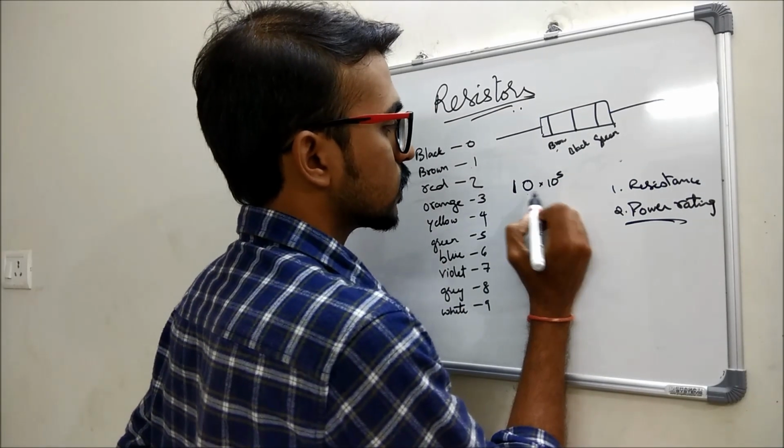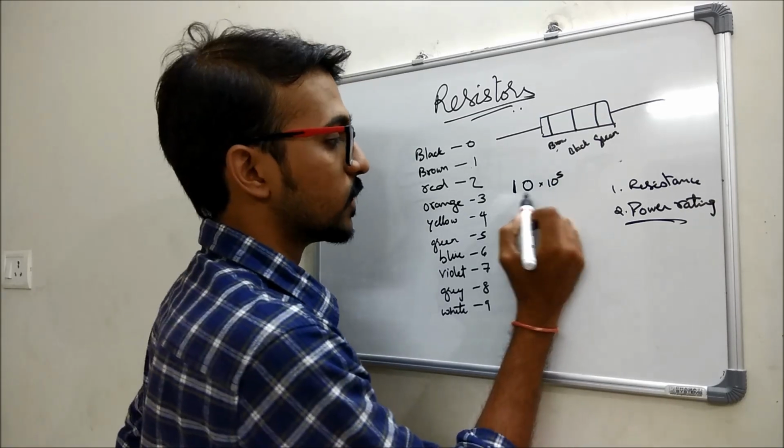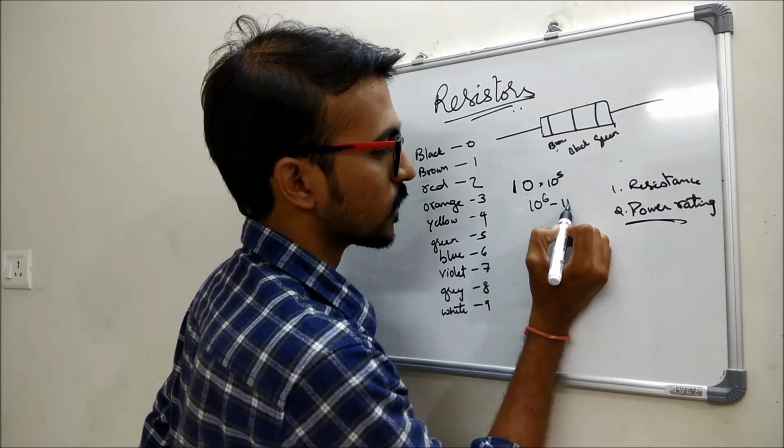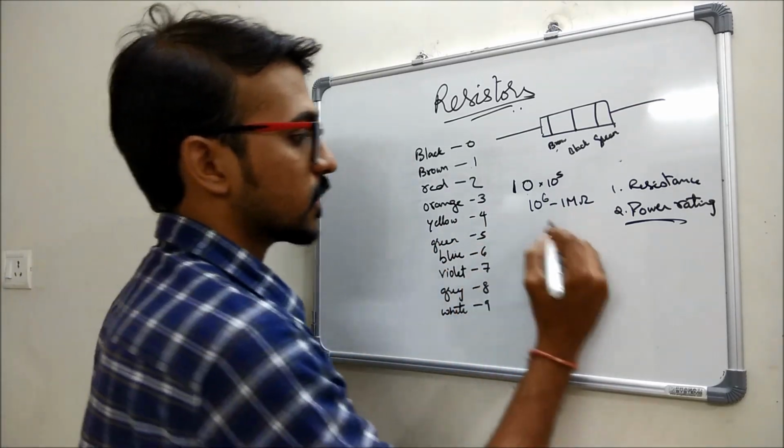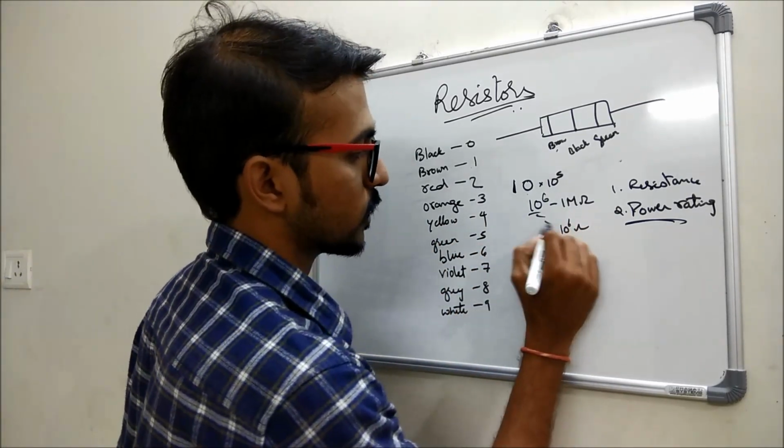So this will be 10 into 10 power 5. So that will be like 10 power 6. That is like 1 mega. 1 mega. This is like 10 power 6 ohm, as we saw here.